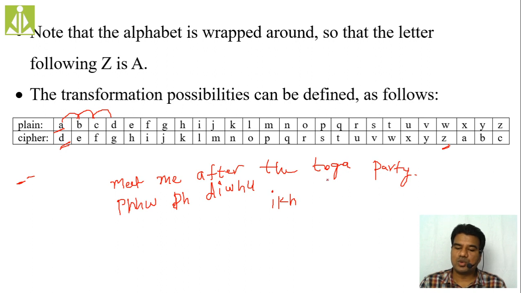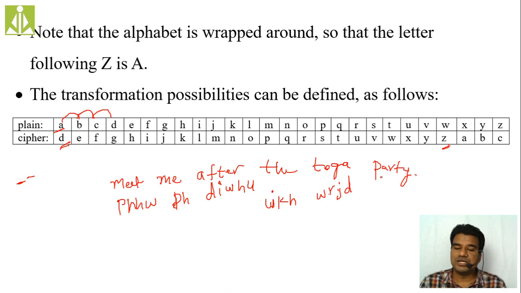Okay. So TOGA. For T, I will get W. And for O, I will get R. For G, I will get J. For A, I will get D.